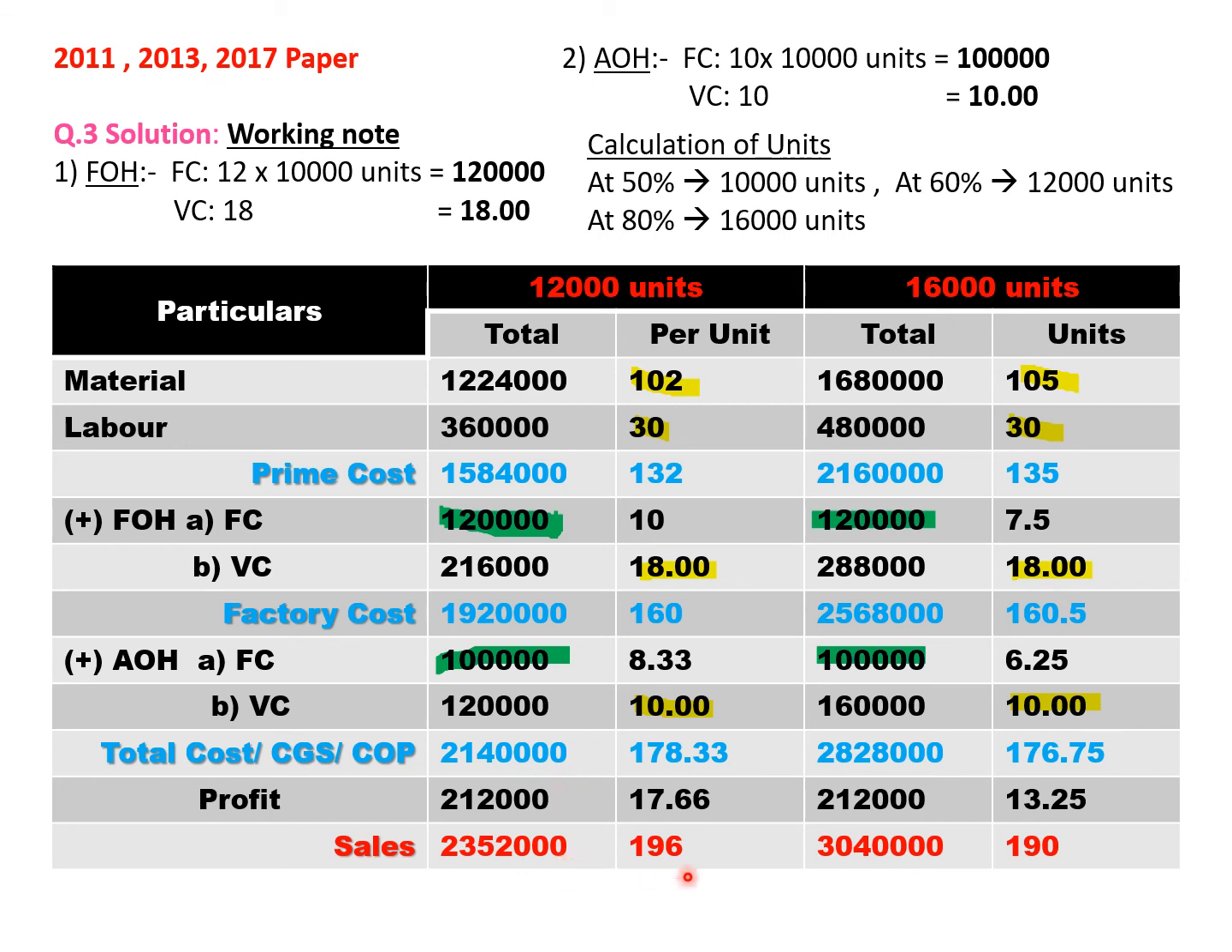Calculate the sales. At 60% it's 196 into 12,000, which is 23,52,000. At 80% it's 190 rupees into 16,000, which is 30,40,000. How you got 196 and 190, you can look into the question explanation in the previous slide. The difference between the sales and the total cost gives you the profit.